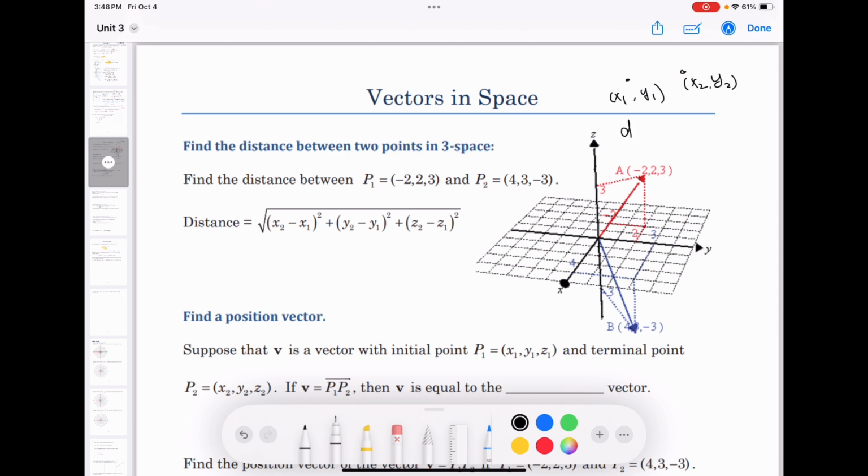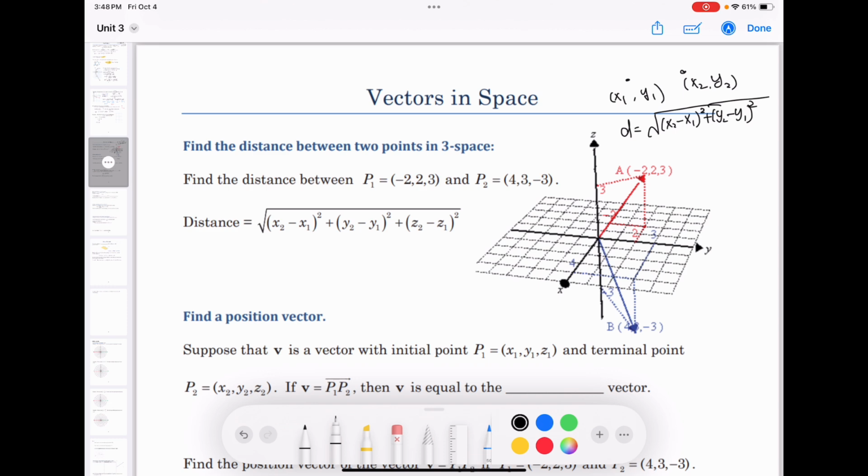Finding the distance is equal to the square root of the difference of the x sub 2 minus x sub 1, squared, plus y sub 2 minus y sub 1, squared. So how about three dimensions? It also has a z coordinate. We do the same thing.